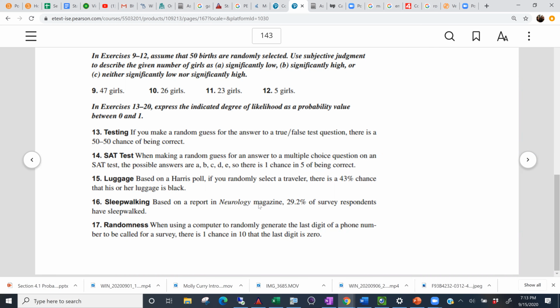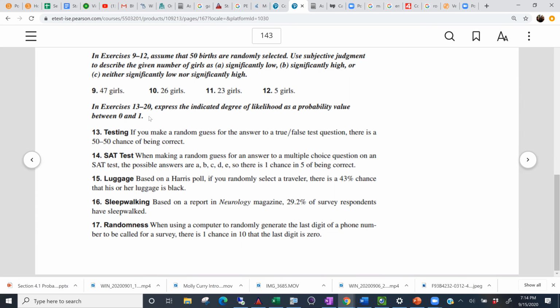Based on a report in Neurology magazine, 29.2% of survey respondents have sleepwalked. Wow. Not sure who's responding to Neurology magazine, but in all the years I've been teaching, I've only had a handful or less of people who have actually experienced sleepwalking. But okay, let's say it's closer to 3 out of 10. The problem is asking you to express the indicated degree of likelihood as a probability value between 0 and 1. So what's that as a probability between 0 and 1?